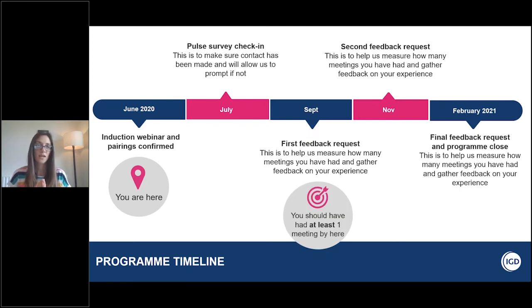An important point to make in terms of the timeline is that by September, when we send out that first formal piece of feedback, you should have had at least one meeting by this point, if not more. So if you want to jot down a key milestone: September, you should have at least had one formal meeting with your mentor or mentee.